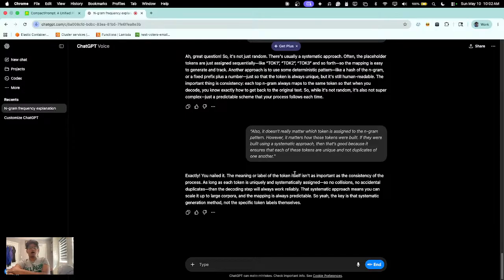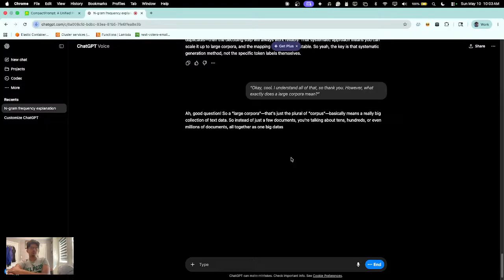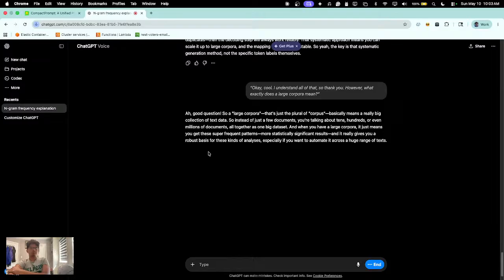Okay, cool. I understand all of that, so thank you. However, what exactly does a large corpora mean? Good question. A large corpora, which is just the plural of corpus, basically means a really big collection of text data. So instead of just a few documents, you're talking about tens, hundreds, or even millions of documents, all together as one big data set. And when you have a large corpora, you get more frequent patterns and more statistically significant results, and it really gives you a robust basis for these kinds of analyses, especially if you want to automate it across a huge range of texts.